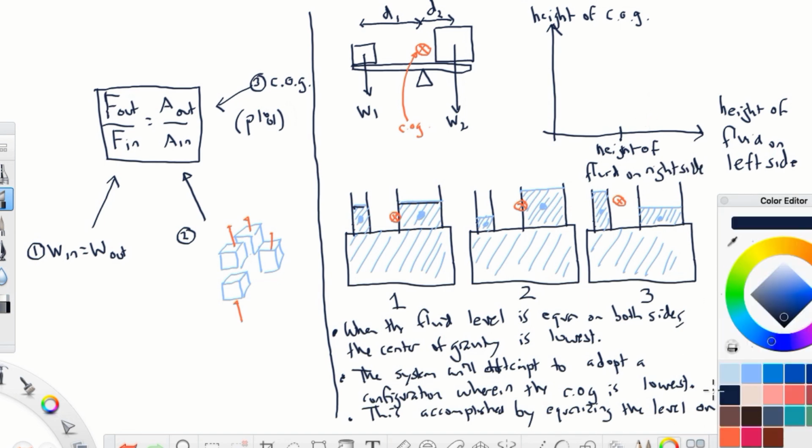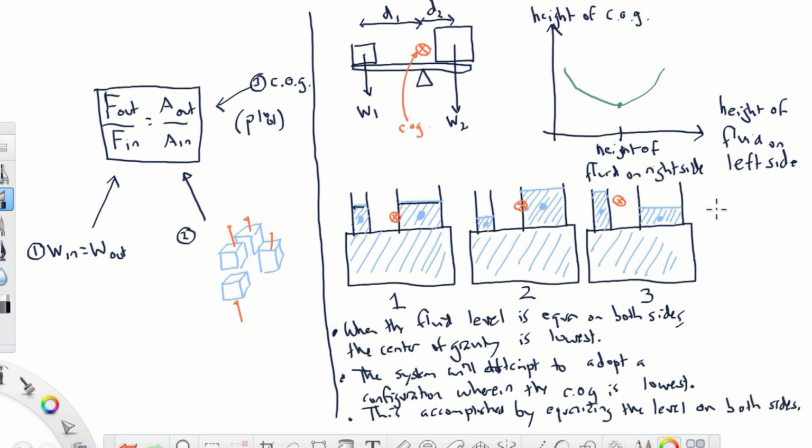And we would find, if we plotted this, let's use a different color, that the height of the center of gravity has a minimum when the height of the fluid on the left side is equal to the height of the fluid on the right side. Again, I haven't demonstrated this mathematically, but one could do this, but I am not going to spend the time right now going through that. I am just giving you a brief explanation of Pascal's third explanation of Pascal's principle in terms of the height of the center of gravity.